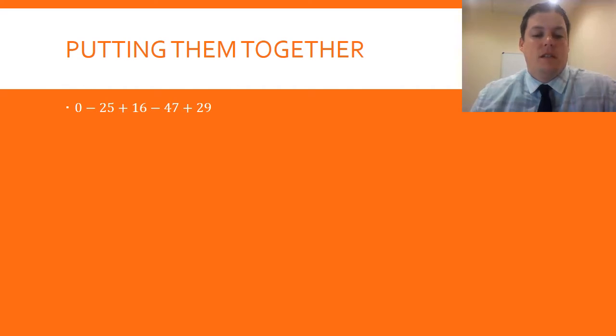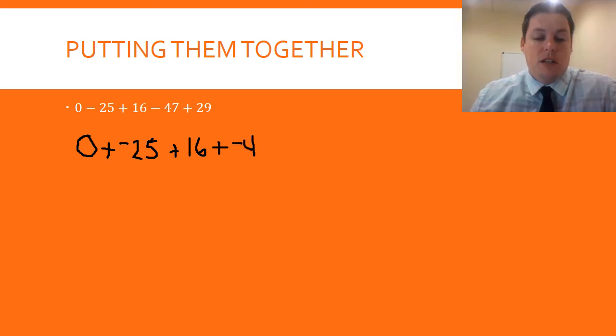Putting them together. All right. So anytime we say subtraction, we want to keep, change, change. So let's rewrite this entire equation so that we're just adding everything. It just makes it a little simpler. So here we have 0. Instead of minus, we're going to change. We're going to do plus negative 25 plus 16. Well, we have minus. We're going to change the operation, change the sign. And now we're just going to add from left to right.